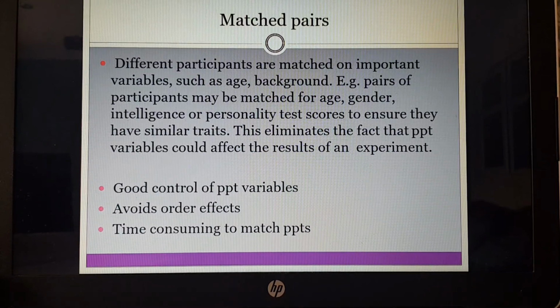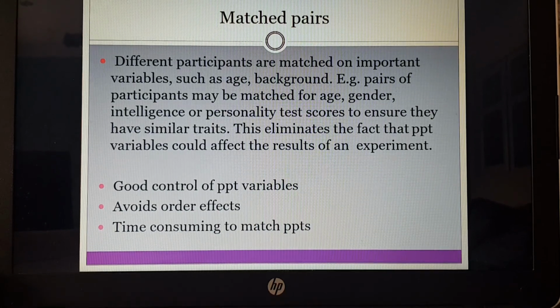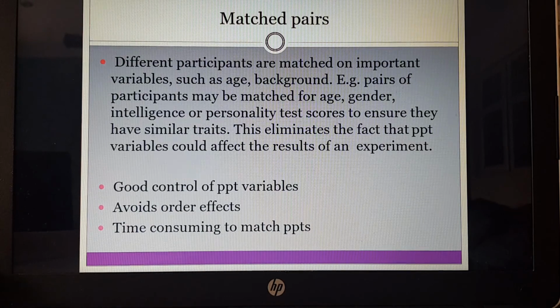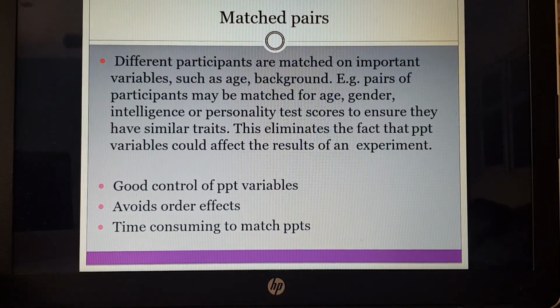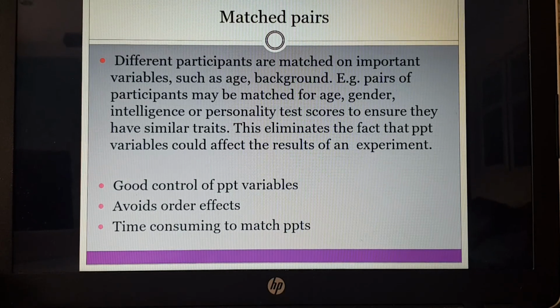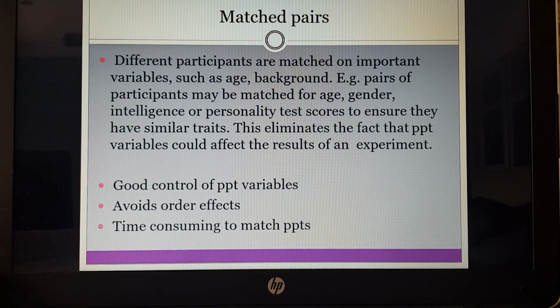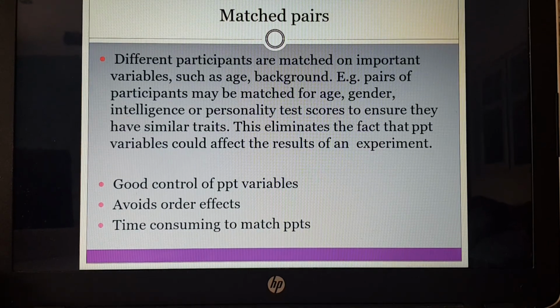It does avoid order effects as well, so they're less likely to get bored and tired. However, it is time consuming because it takes time to find your participants, and then you have to make sure that you match them as closely as possible, and eliminate any participants that we can't match together. Okay, so there you go, matched pairs design.